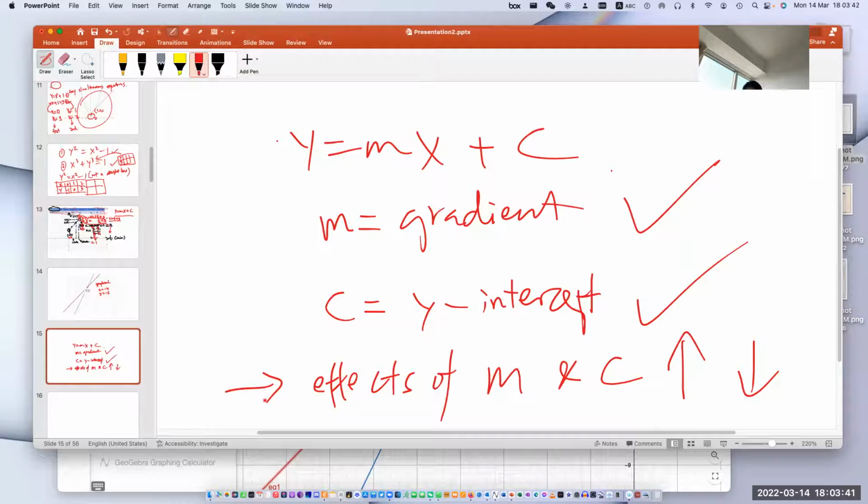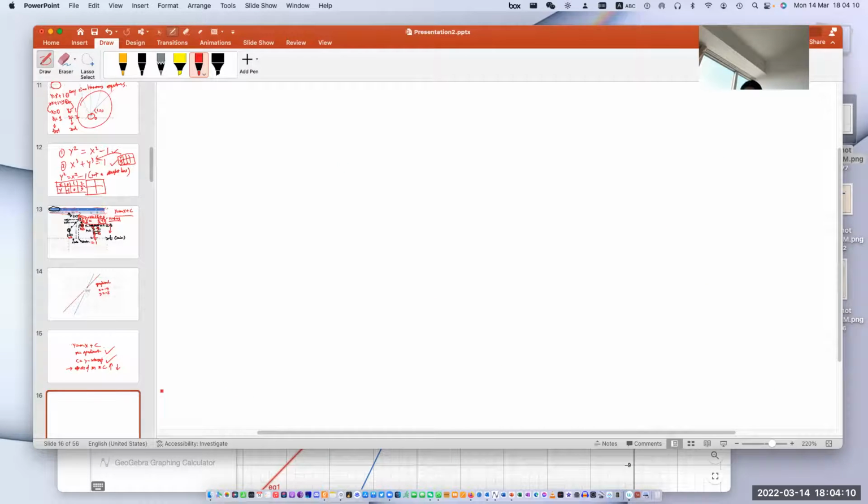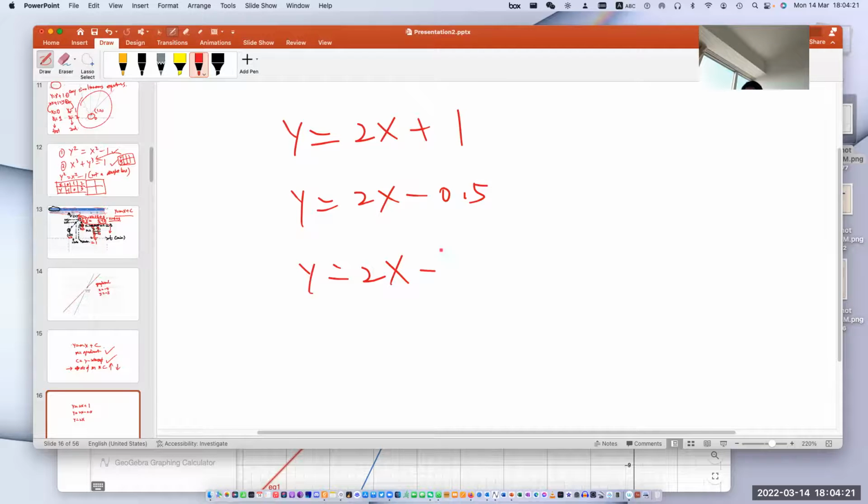So with the balance of the time, let's talk about the effects. So in order to talk about the effects, it's important to use this tool, the GeoGebra app, because this tool is going to help me graph equations or functions very fast. So let's decide. Let's fix the gradient for the moment.